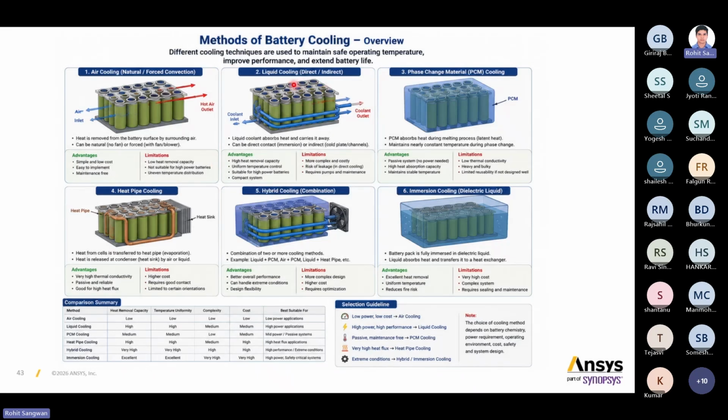Then we have liquid cooling, which we call direct or indirect cooling. The liquid coolant will absorb the heat and carry it away. It could be direct or indirect. Advantages: high heat removal capacity, uniform temperature control, suitable for high power batteries and for compact systems.